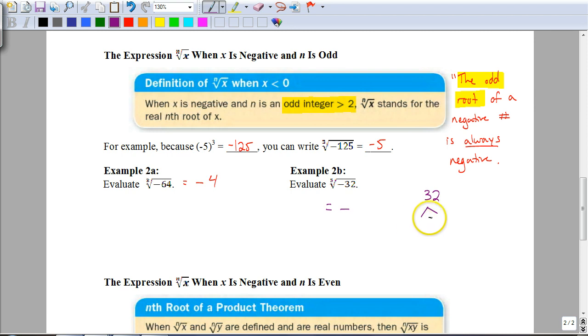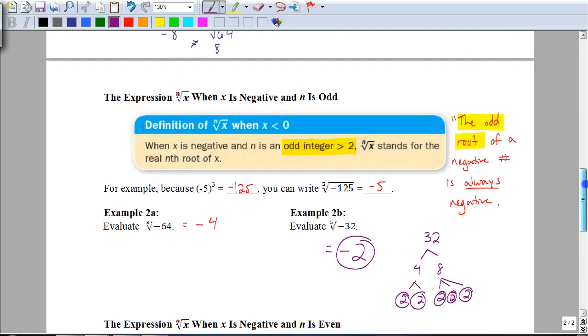32 breaks down to be 4 times 8. 4 breaks down to be 2 times 2. Those are both prime. And we know that 8 breaks down to be 3 2's being multiplied by each other. So I have a total of 5 2's, so my answer is going to be negative 2, because we're looking for the fifth root. So for 5 of the same number, I get to take 1 out. So hopefully that makes sense. So again, the main point here is that when you're dealing with odd roots of negative numbers, your answer is always going to be negative.